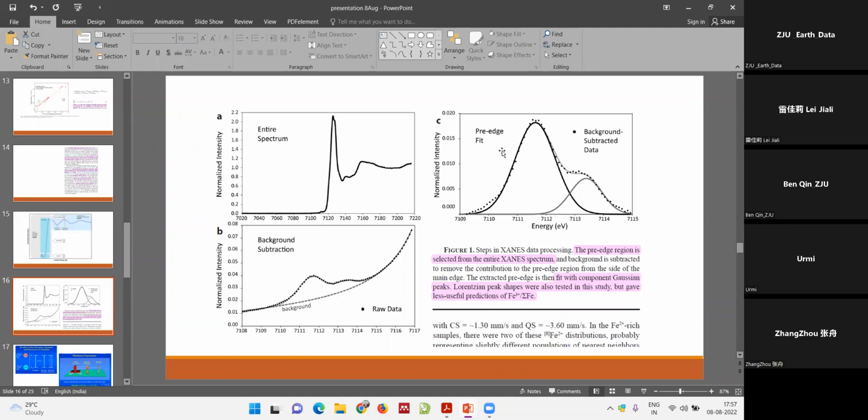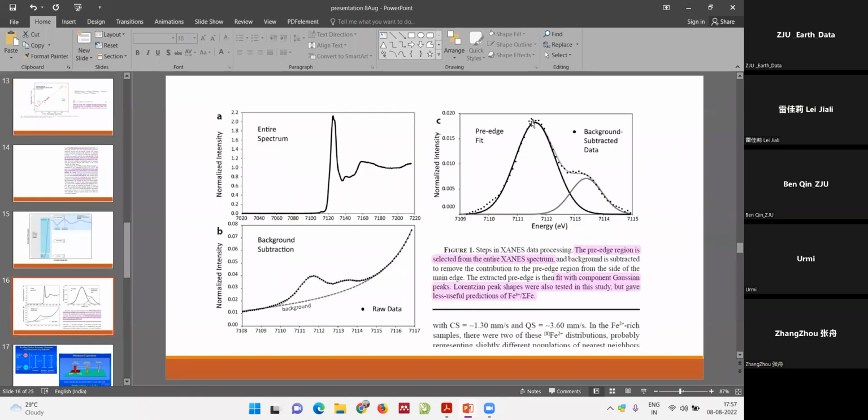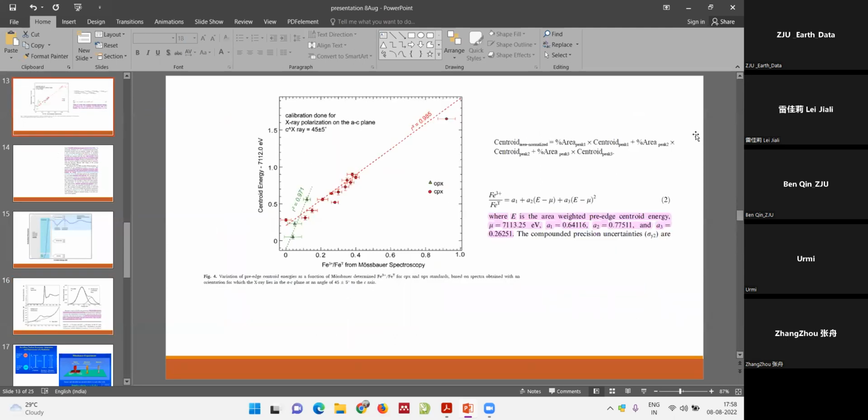The centroid and the percentage of area of peak one are multiplied with the centroid value, that is this value of the centroid. Based on that, the area-normalized centroid value is calculated. And that is this E that is incorporated in this particular equation to get the Fe3+/Fe total value.